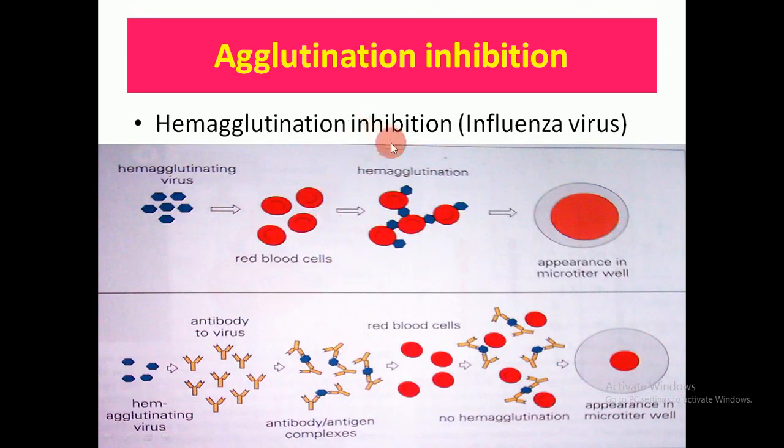Another type is agglutination inhibition, which is hemagglutination inhibition, used to diagnose influenza virus. The influenza virus has a hemagglutinin receptor that agglutinates the RBCs. So if the patient's serum does not contain antibodies, the virus leads to agglutination of the RBCs, and here it appears as a suspension.